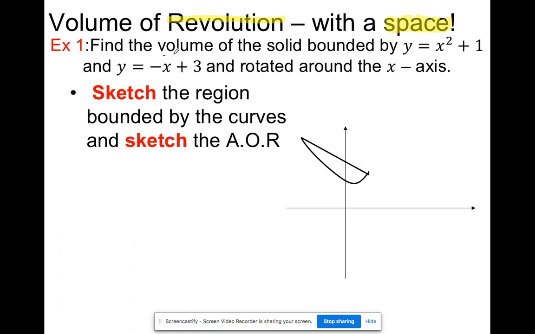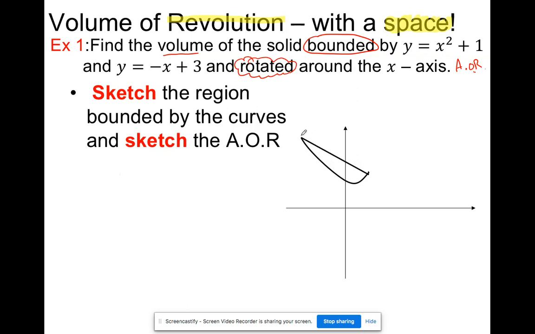Find the volume of a solid bounded by a curve that's a parabola and a line with a negative slope that is rotated around the x-axis. So that's my axis of revolution. So just like before, sketch the region bounded by the curves and sketch the axis of revolution.